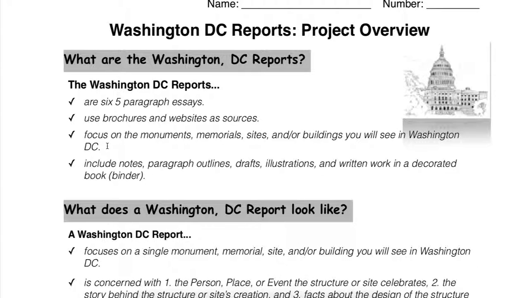And a Washington, D.C. report focuses on monuments, memorials, sites, and or buildings you will see in Washington, D.C. So you're getting a little background knowledge. Finally, a Washington, D.C. report will include notes, paragraph outlines, drafts, illustrations, and a written work in a decorated binder. So you will be gathering information first or taking notes, then you take those notes and turn them into outlines that eventually turn into paragraphs that form drafts, and then you finish an illustration and you put that together into a published report that is a decorated binder. And I will go over a PDF that shows you basically what a finished DC report looks like, but also be showing you a lot of versions in class.